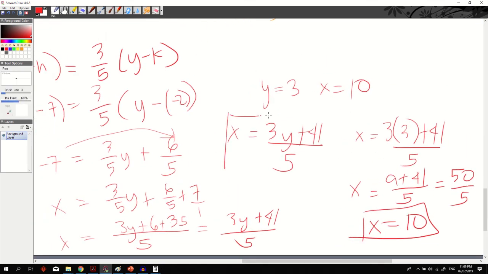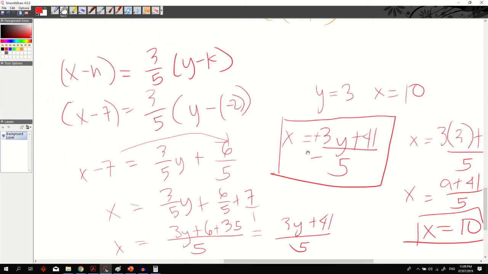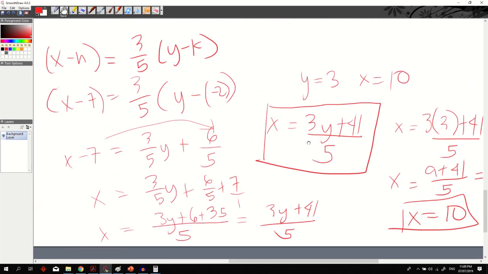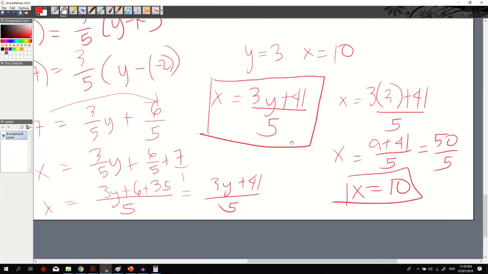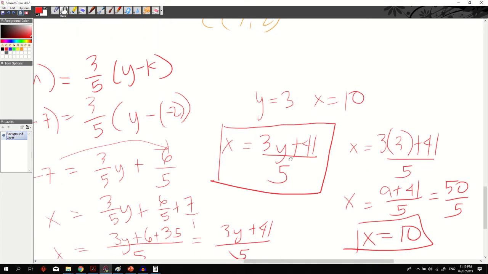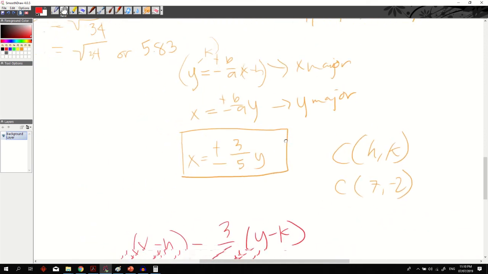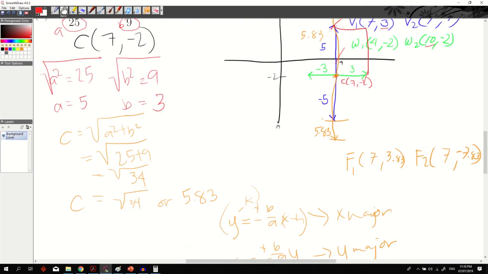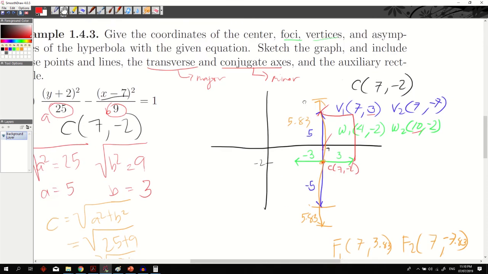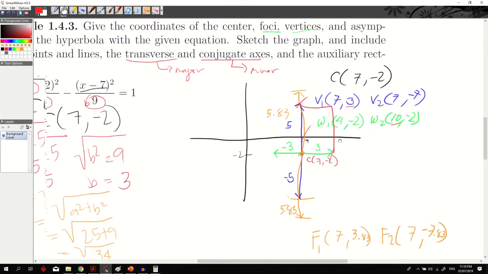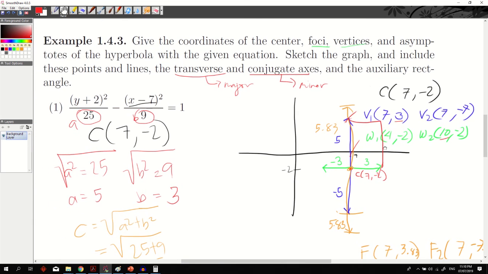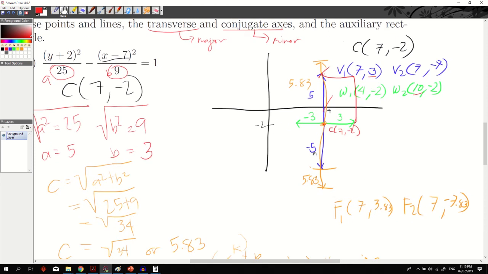So this should be our asymptote. It could be plus or it could be minus. Okay, so now we have our asymptote. We have our different center, the vertices, the transverse and conjugate axis, and the foci.